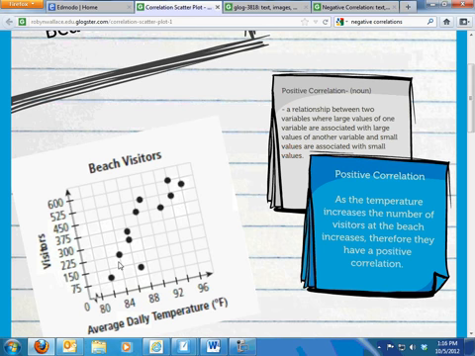See this trend that's going on right here? It's all going up. This is what we call a positive correlation. As my x value increased, my y value increased. As the temperature increases, the number of visitors at the beach increases. Therefore, that is what we call a positive correlation.